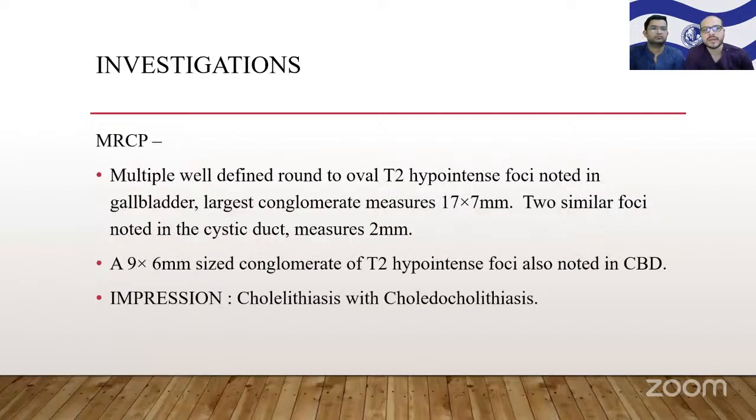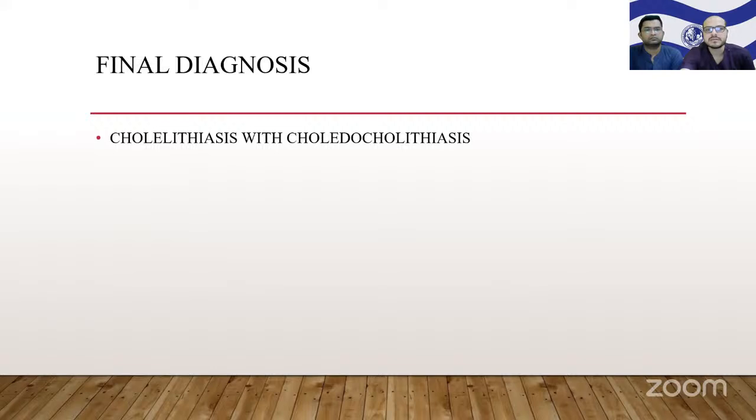Magnetic resonance cholangiopancreatography, MRCP, was done. It showed multiple well-defined round to oval T2 hypointense foci in the gallbladder, the largest conglomerate measuring 17 by 7 millimeters, and two similar foci were noted in the cystic duct measuring 2 millimeters. A 9 by 6 millimeter sized conglomerate of T2 hypointense foci was also noted in the common bile duct. Impression was cholelithiasis with choledocholithiasis. Final diagnosis was cholelithiasis with choledocholithiasis.